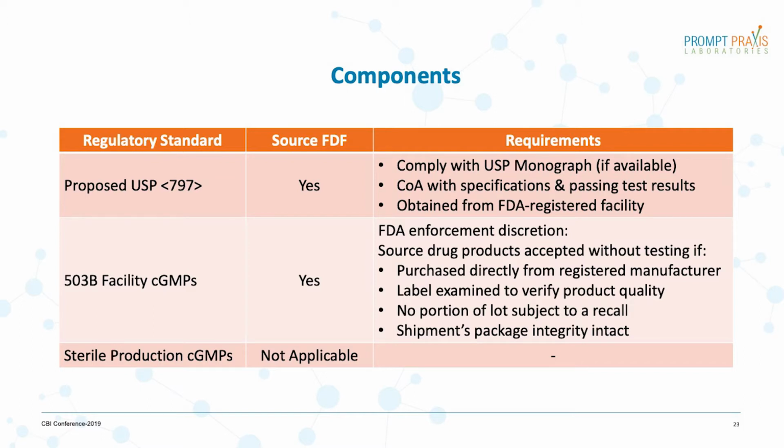The source drugs can be found acceptable without testing if they're purchased directly from the registered manufacturer, the label is examined and it's verified that the product quality is acceptable, no portion of the lot is subject to a recall, and finally that during shipment there's been no compromise of that container, so it does appear intact.